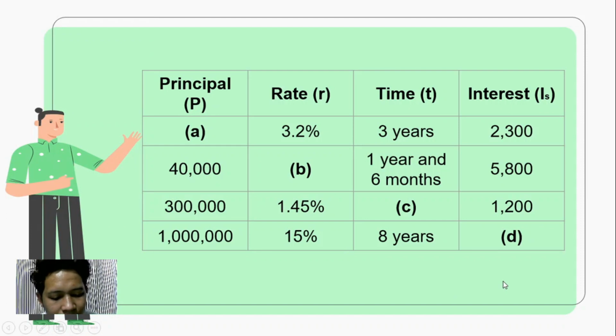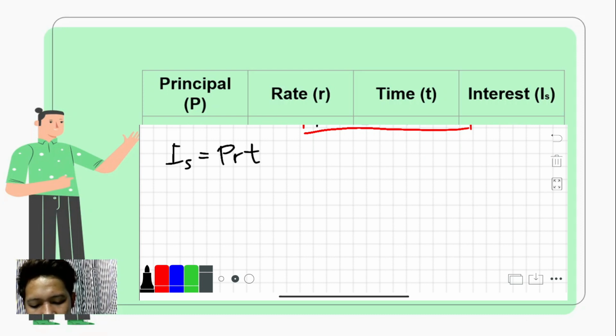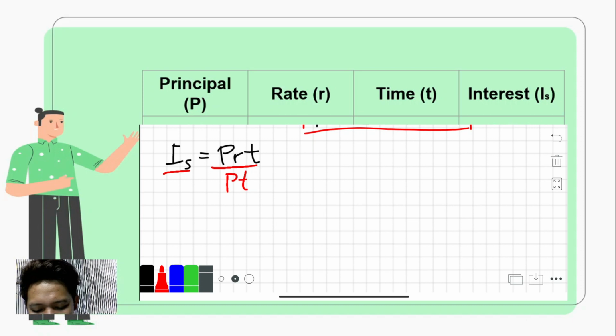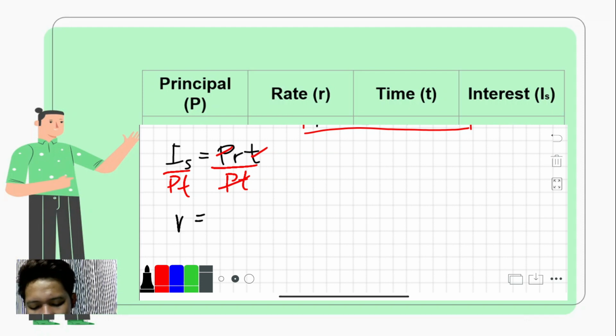Okay? Next, what if the missing value is the rate? We are given the principal, which is 40,000, the time, which is 1 year and 6 months, and the interest, which is 5,800. So again, we'll be considering the formula I sub S equals PRT. But this time, the missing value is the rate. So for R to remain on one side, that can only happen if we divide both sides by PT, so that PT cancels and only R remains. Hence, in solving for the rate, that would be I sub S over PT.